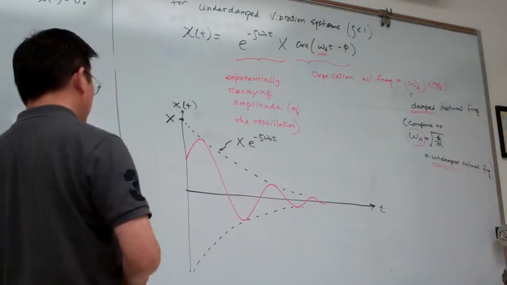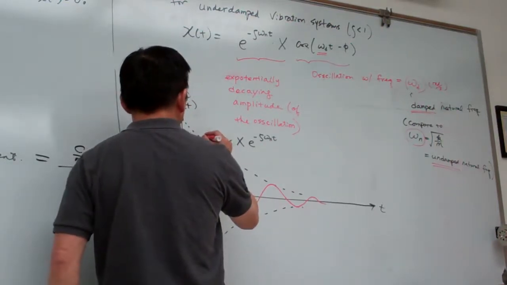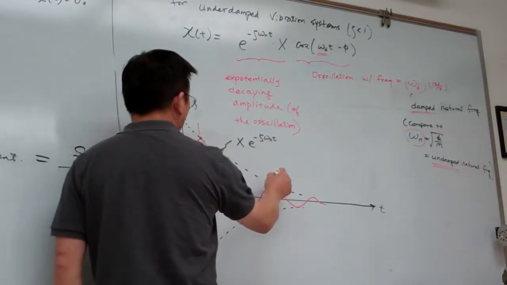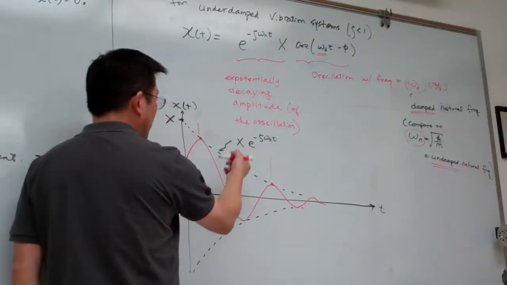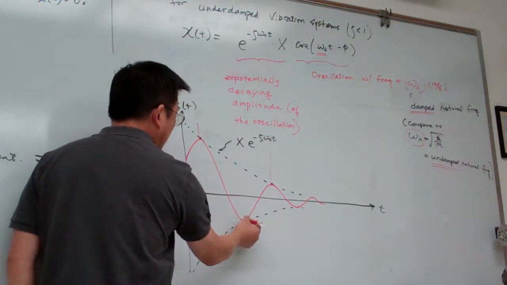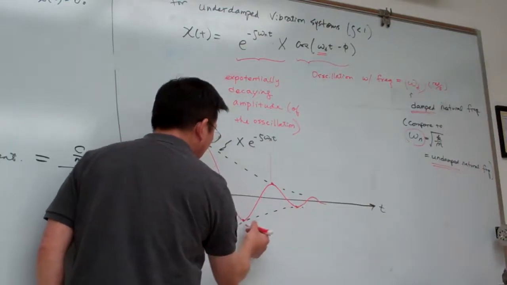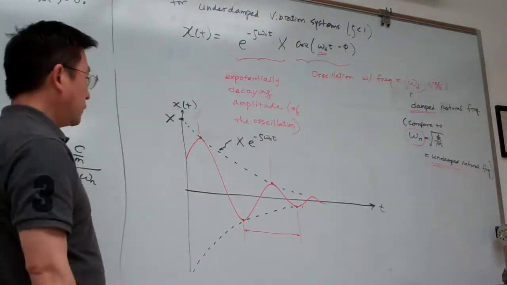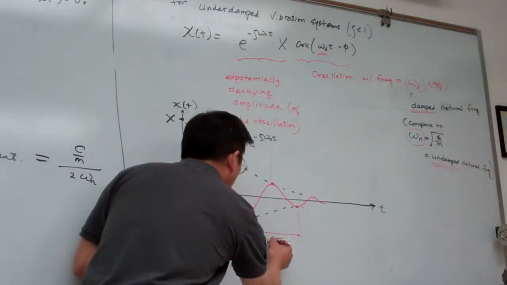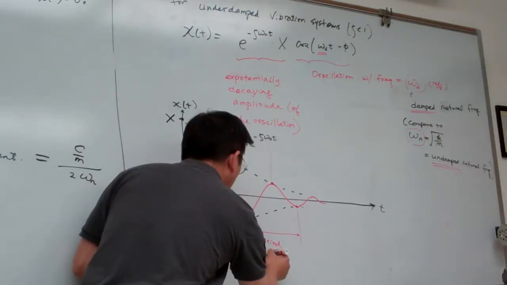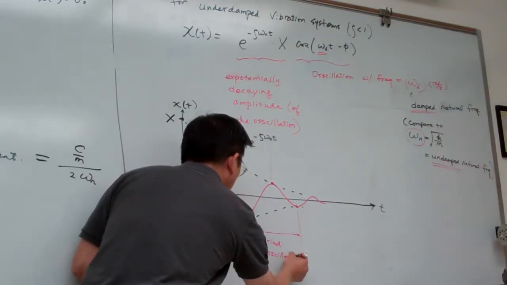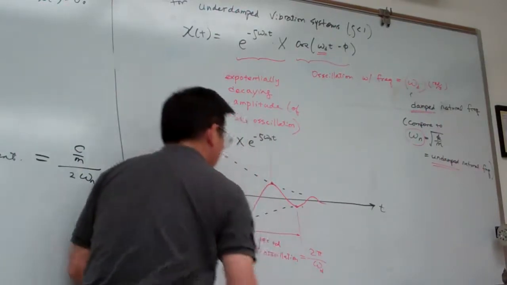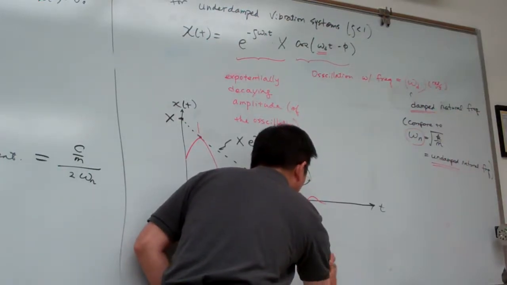From peak to peak, that defines our period. Or, since I don't want to overlap with my drawing, we can also define the period from valley to valley. So this is the period. Period by definition equals 2 pi divided by frequency. Precisely, yes, we just did it.